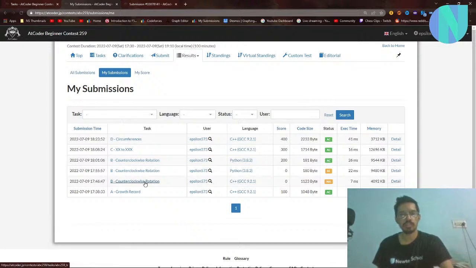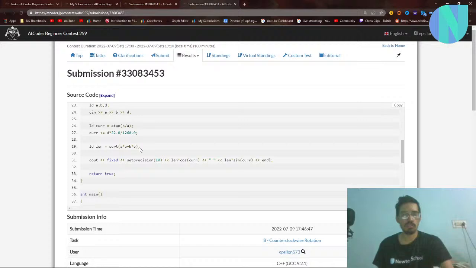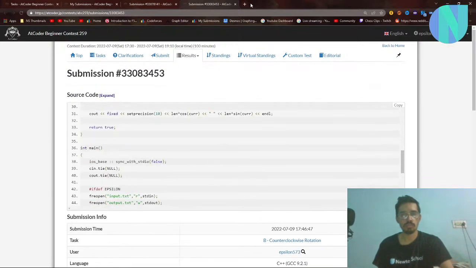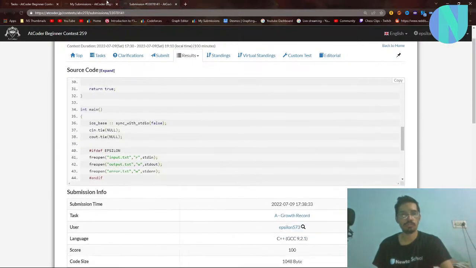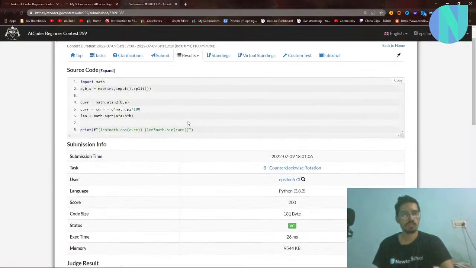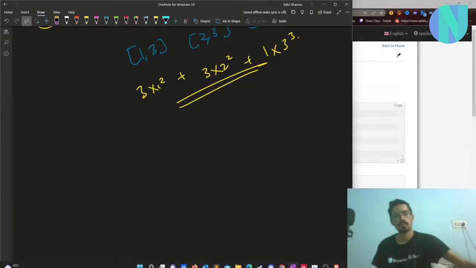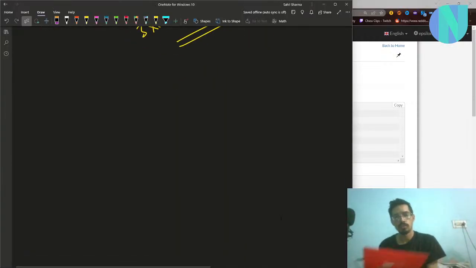If you see the second problem, I was having some precision issues with C. So I switched to Python, and my Python solution is here. So I imported math and abs. So first I found the angle.